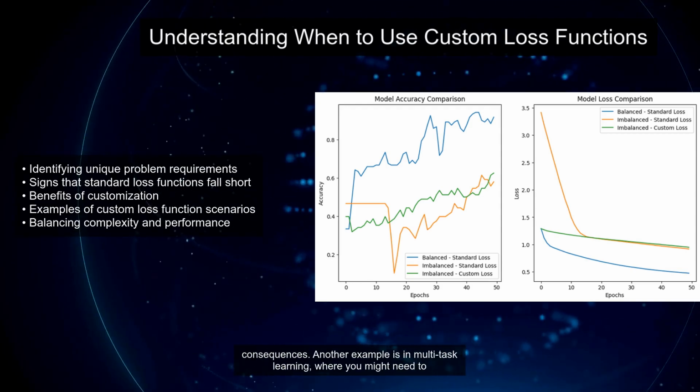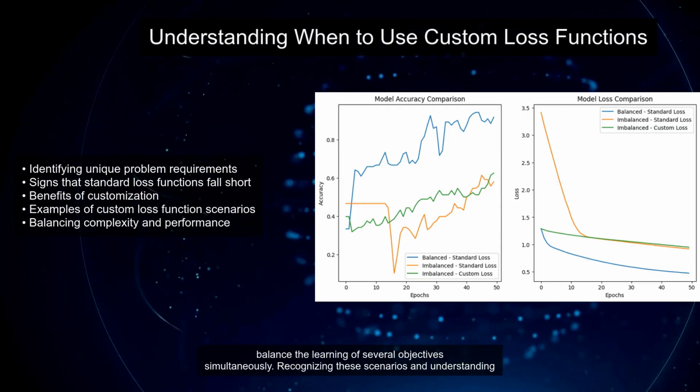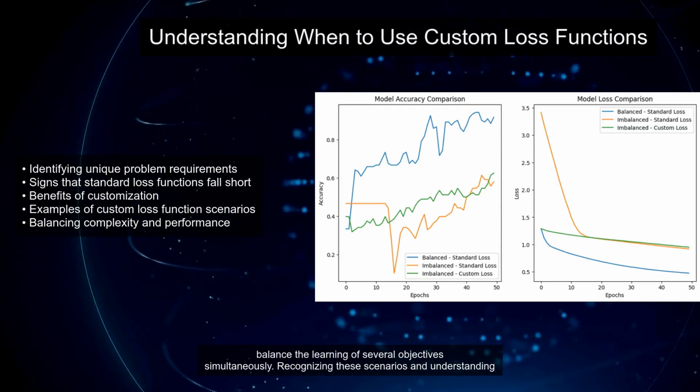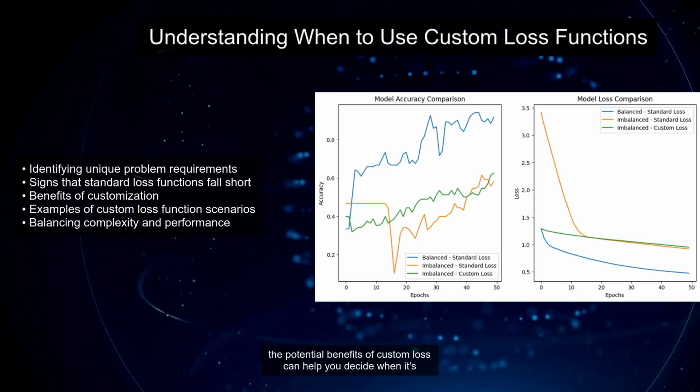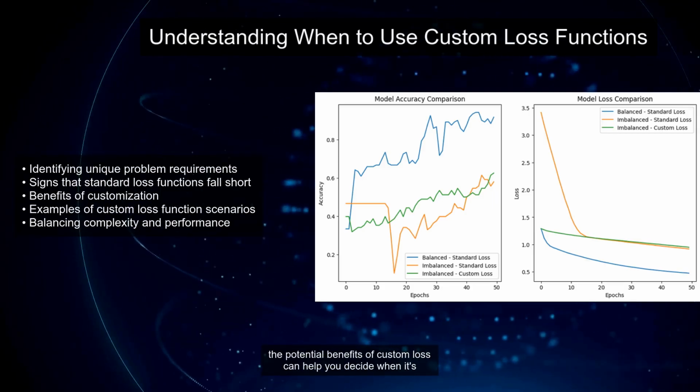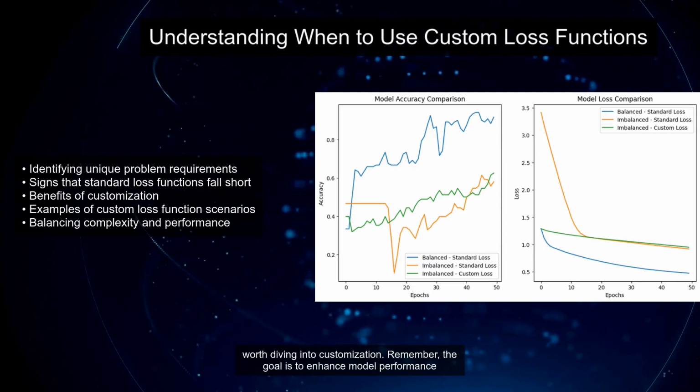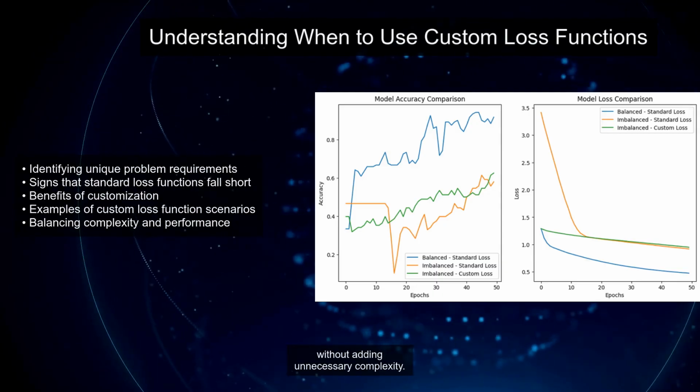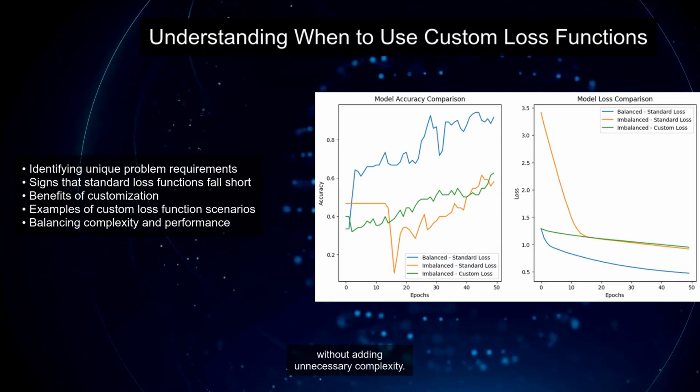Another example is in multitask learning, where you might need to balance the learning of several objectives simultaneously. Recognizing these scenarios and understanding the potential benefits of custom loss can help you decide when it's worth diving into customization. Remember, the goal is to enhance model performance without adding unnecessary complexity.